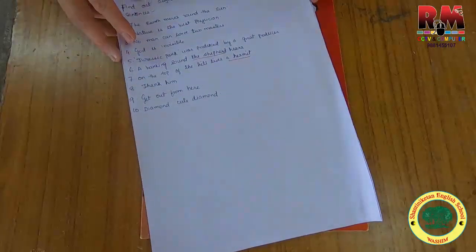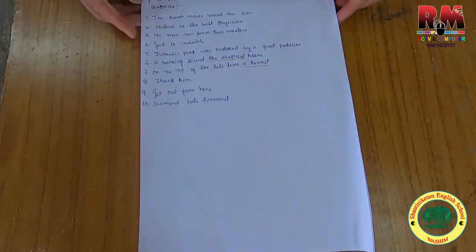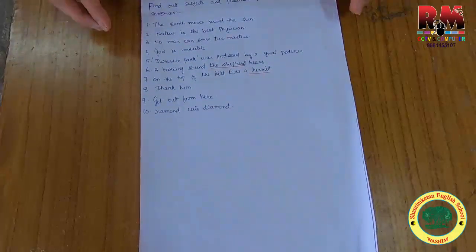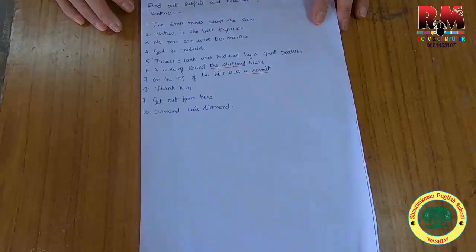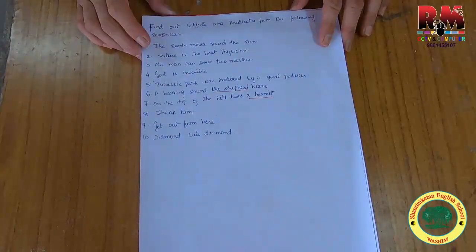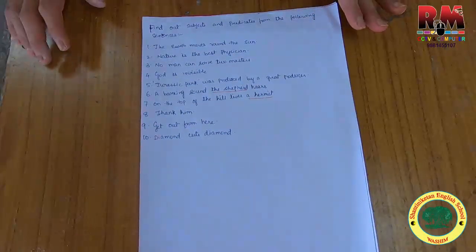Now let us go through some exercises. Here you have 10 sentences. Copy down these 10 sentences and pick out the subject and predicate from these sentences.